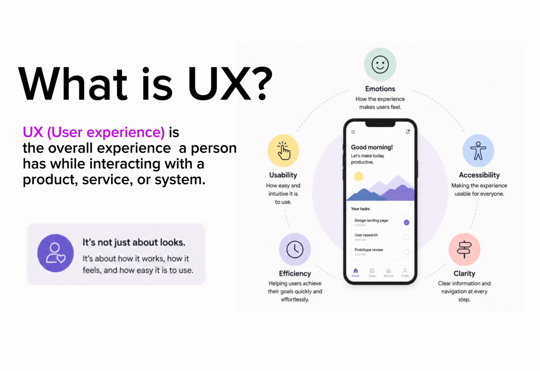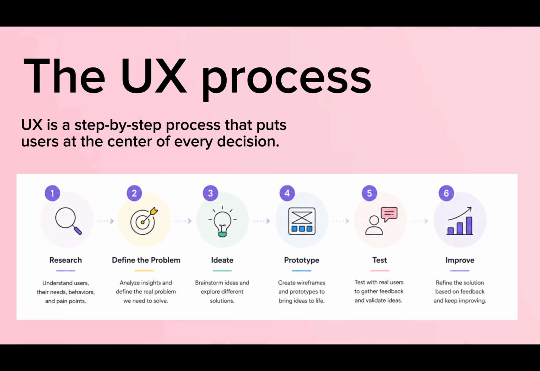Let's understand what the UX process is. UX is a step-by-step process that puts users at the center of every decision. At first, we do research, understanding users, their needs, behaviors, and pain points. And then we define the problem, like analyzing insights and defining the real problem we need to solve.